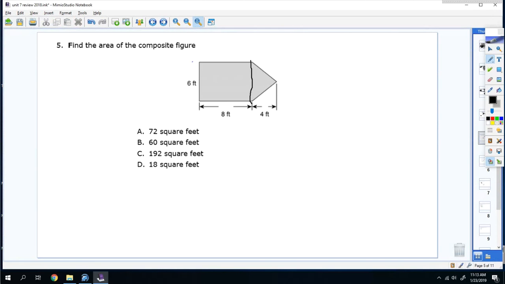So I'm going to find the area of the rectangle first. Area of the rectangle is just base times height. So 6 times 8 is 48. You write that in the middle and circle it. Now let's do the triangle.